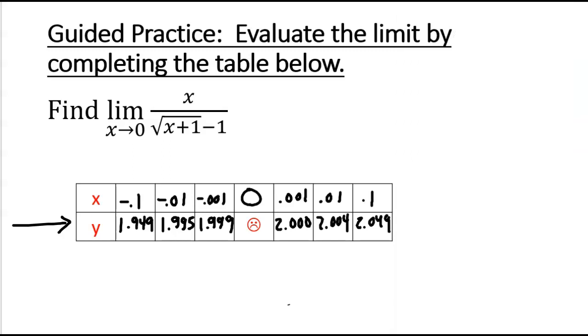All right, guys, and there you have it. Those are the y values that you should have gotten by using your calculator. All right, now I want you guys to fill in the blank here. What does the limit equal?